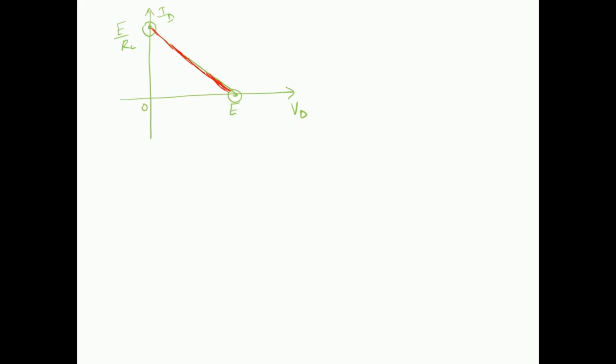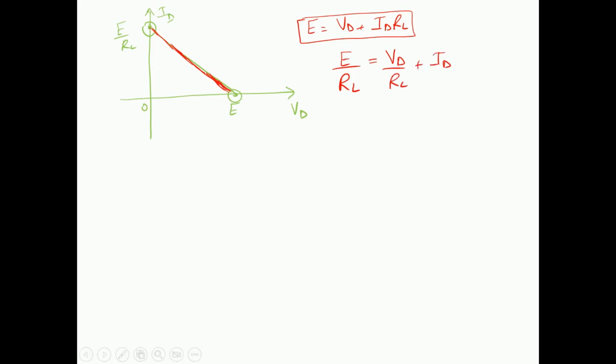Again, from equation 1 we got E equals Vd plus Id into RL. This was our equation number 1. So we can mathematically see that if we divide this equation by the value of load resistance RL, then it becomes E by RL equals Vd by RL plus Id. Now we can take Vd by RL to the other side, so it becomes Id equals minus Vd by RL plus E by RL.